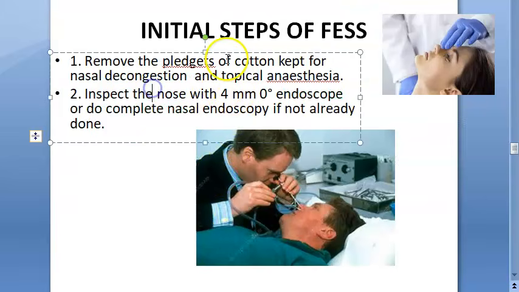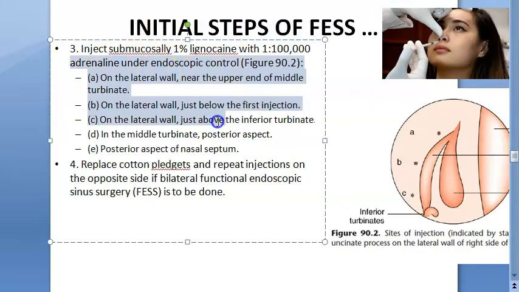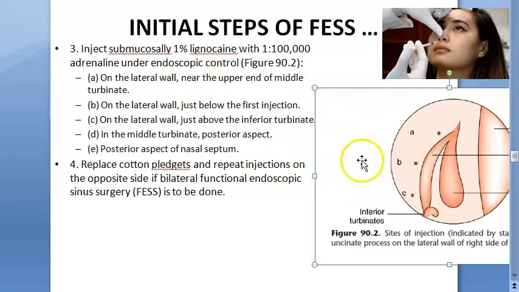Then initial steps, you will remove the cotton pledgets and you will inspect the nose with a 4 mm 0 degree endoscope. So you will do a complete examination if you have not done already. It looks like initial steps only we are continuing. So you will give submucosal 1% lignocaine with 1:1 lakh adrenaline under endoscopic control only. You will give the anesthesia.